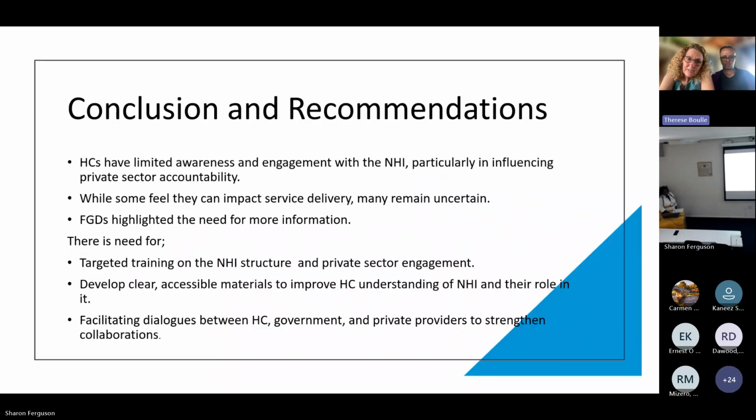So in conclusion, health committees have limited awareness and engagement with the NHI, and particularly in feeling that they can influence the private sector accountability. While some feel they can impact service delivery, many remain uncertain. And the focus groups highlighted the need for more information.